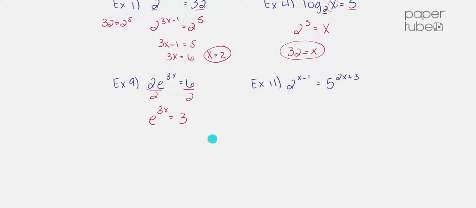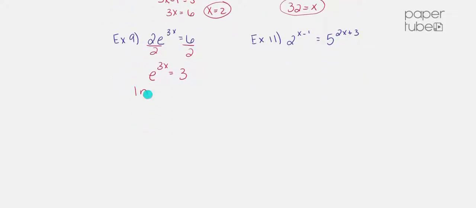But for me, I like to go straight into changing to log form to get this x out of its exponent position. So for a log, this base is e. That is a natural log, or you could say log base e, either way. The output goes in, and the input goes out.